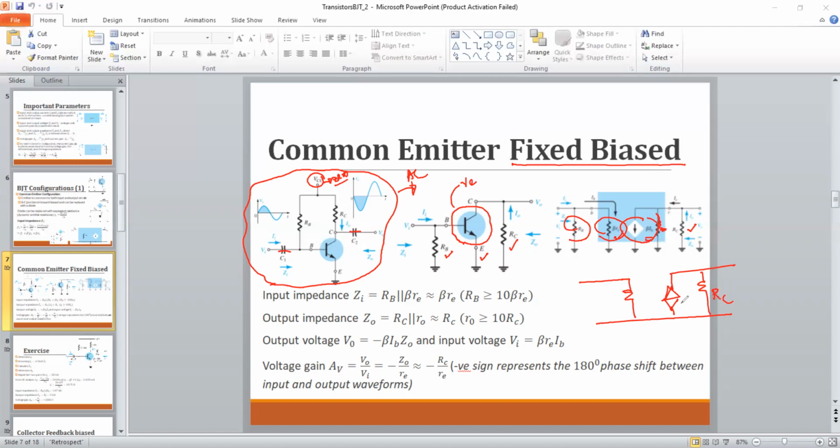So this is RC, this is beta IB, this is beta RE, this is RB. So this is plus minus V in. This is your input current, this is your output current, and this is the output voltage. So these are output and input currents. This is your transistor, and this is your base, this is your emitter, this is your collector.